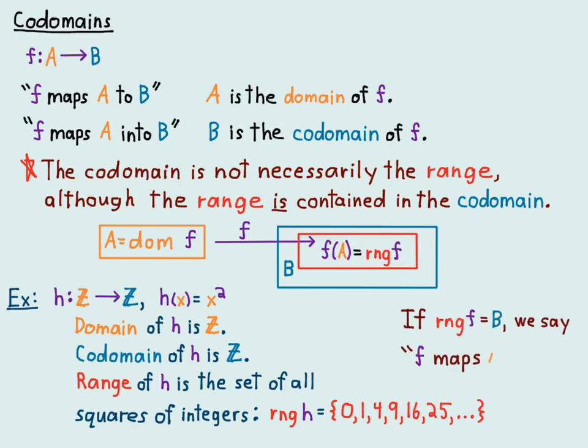In the case that the range of F equals B, we say F maps A onto B instead of into B. I mentioned that before. That won't be too important. I don't think they'll ask you about that, but that's just in case you've seen this kind of thing before, that might ring a bell for you.